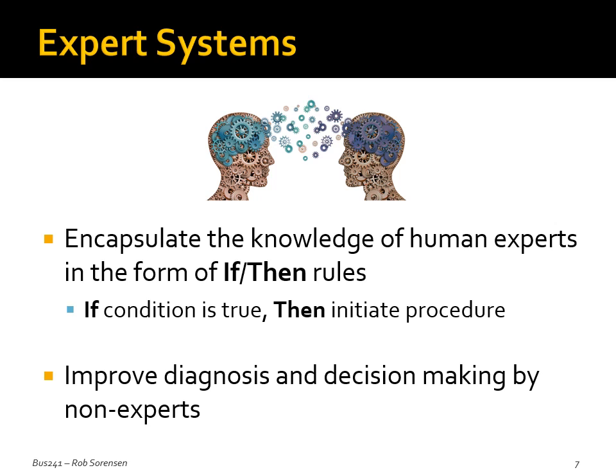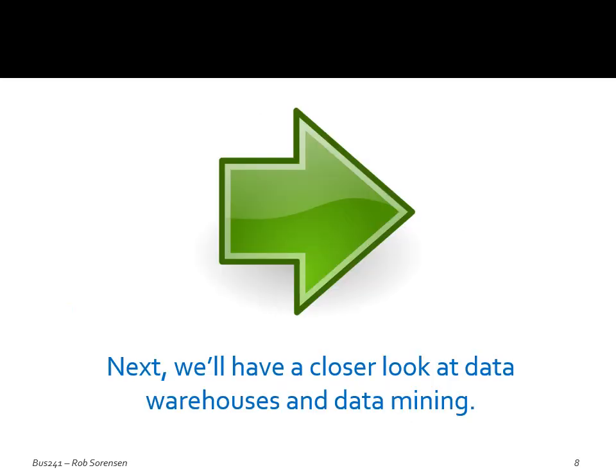That's an interesting field as well, because you think about that, we're almost trying to mimic human knowledge and intelligence. All right, so those are 5 basic categories of BI systems. Next up, I'd like to take a closer look at data warehouses, data marts, and data mining, and some of the techniques we may use there to round out our discussion this week.